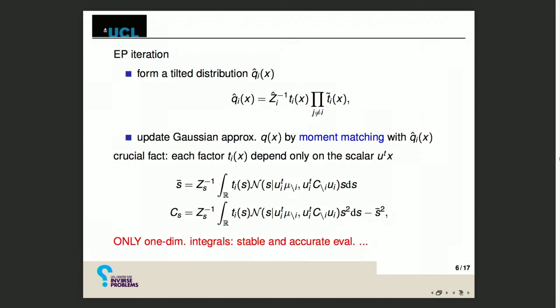Because of the very specific structure, it turns out that the high-dimensional integral involved in the moment matching step can actually be reduced to a one-dimensional integral. If we are able to perform these one-dimensional integrals, then we can carry out these two steps iteratively and hope that, if we repeat enough steps, it will converge. So the task is reduced to computing this one-dimensional integral. For Poisson data, this is not so trivial, but one can indeed carry out these integrals stably and also accurately.